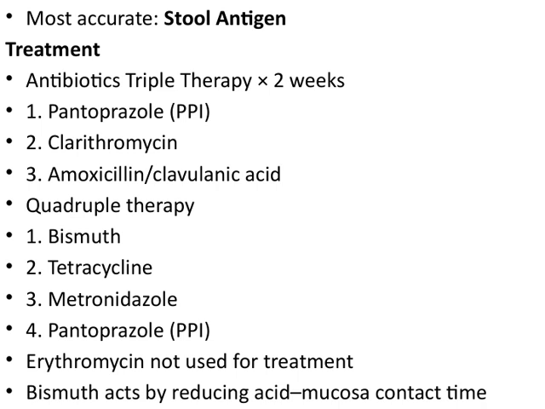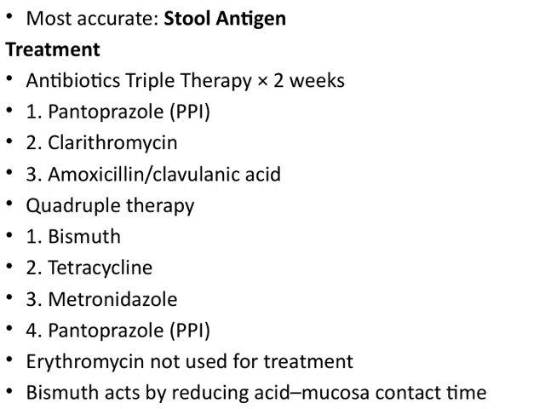In some cases, if the bacteria are resistant or the initial therapy fails, we might opt for quadruple therapy. This involves bismuth, tetracycline, metronidazole, and again, pantoprazole. The addition of bismuth is significant because it helps protect the stomach lining and enhances the effectiveness of the treatment. It's also important to note that erythromycin is not used for H. pylori treatment, despite being an antibiotic, because it's not effective in this context.